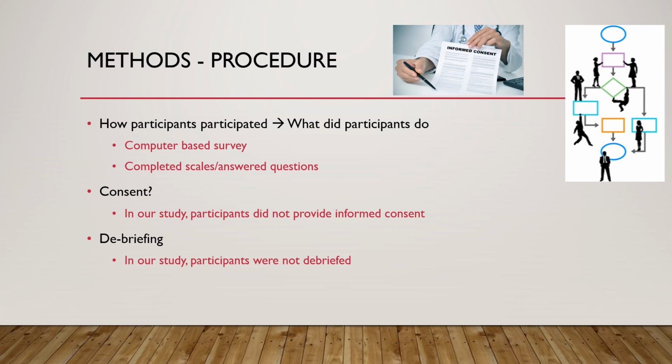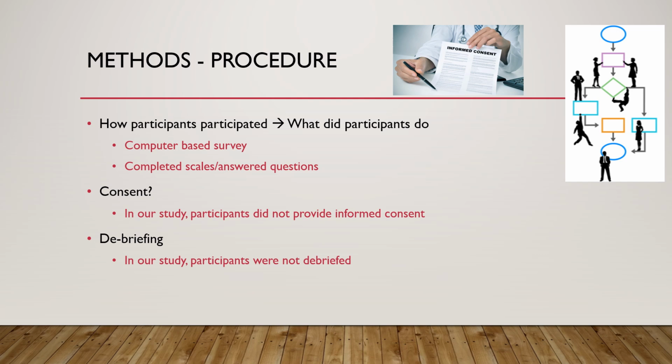Finally, you have your procedures section. Here is where you say how the participants participated, what did they actually do. So for us, that means they did a computer-based survey and they completed the scales and answered the questions. Pretty simple. As I've said before, the procedures section for a survey is usually pretty simple, maybe just a paragraph or 2, whereas if you're doing some experimental study, it can be a lot longer. So for us, pretty simple.